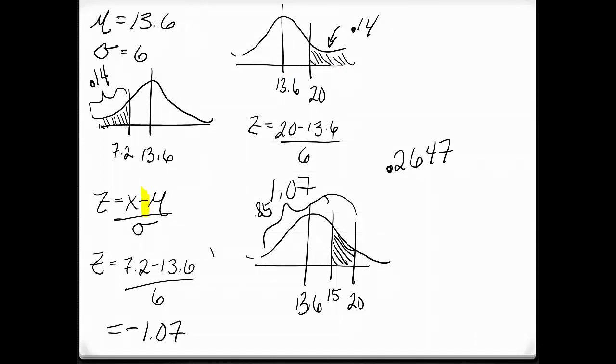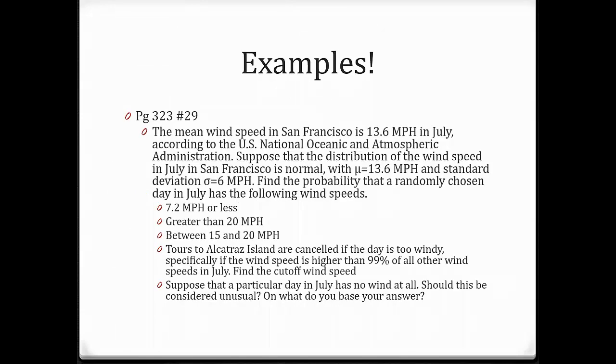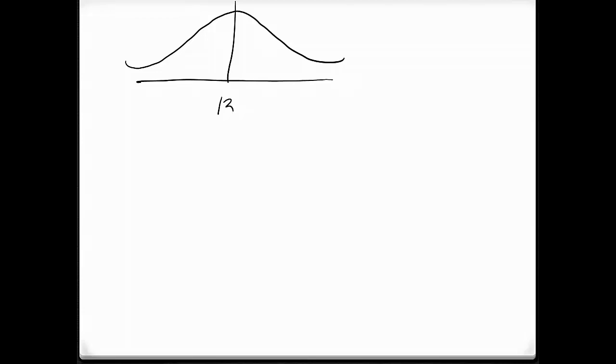Okay, now the rest of the application. It says tours to Alcatraz Island are canceled if the day is too windy. Specifically, if the wind speed is higher than 99% of all other wind speeds in July. Find the cutoff wind speed. So I need to look here. Here's my 13.6, and I want to find something that's associated with an area of 0.99.